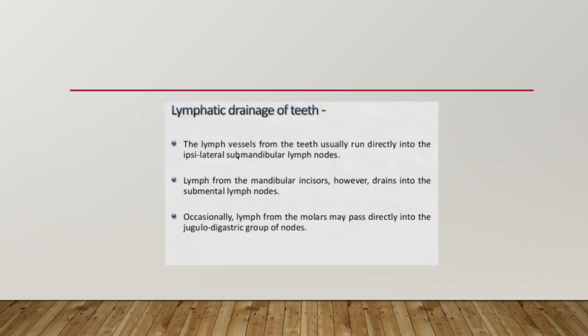Coming to the lymphatic drainage of the teeth. The lymph vessels from the teeth usually run directly into the ipsilateral submandibular lymph nodes, as we have seen earlier, whereas the mandibular incisors drain to the submental lymph nodes. The lower incisors are close to the submental lymph nodes, so that is how they drain. Occasionally, the molars may directly pass into the jugulo-digastric group of lymph nodes, as we have discussed earlier, the upper deep cervical group of lymph nodes.